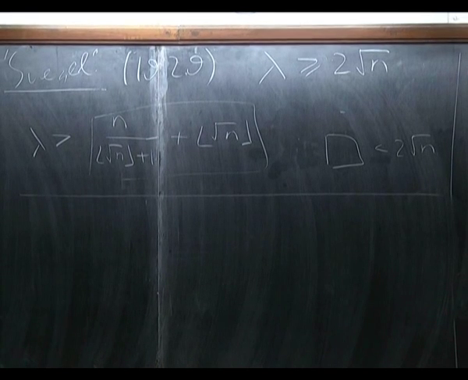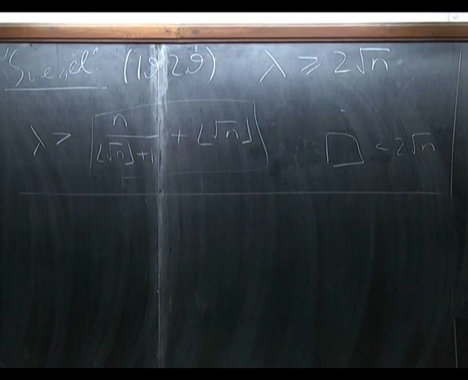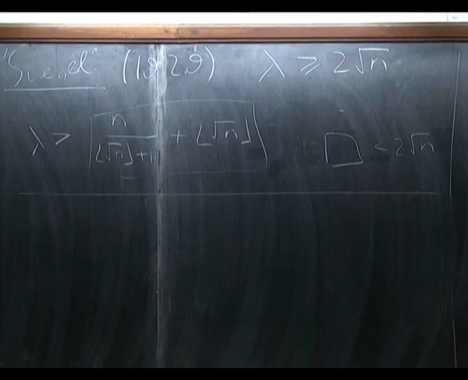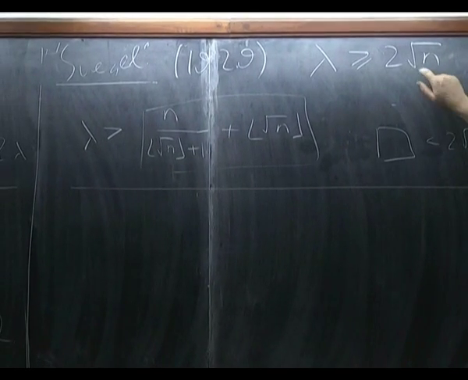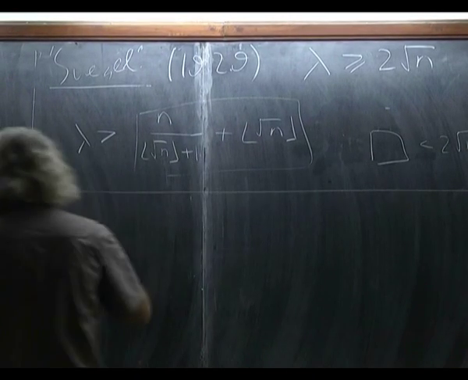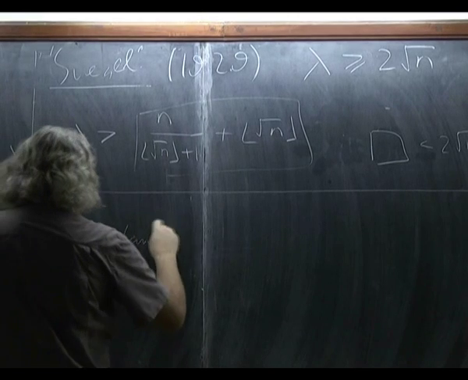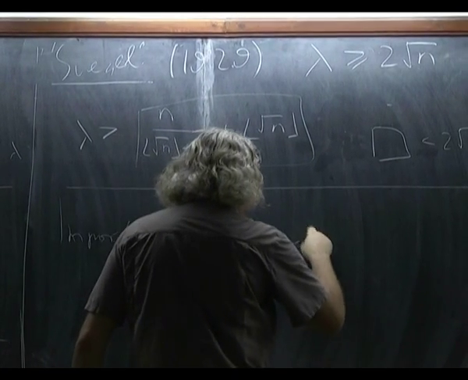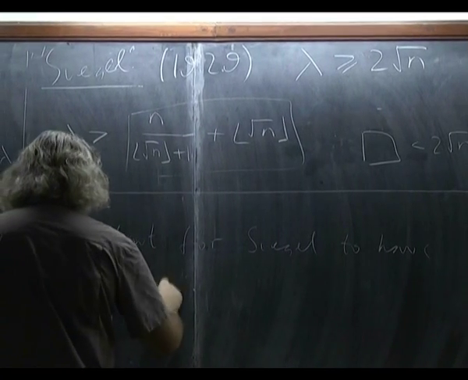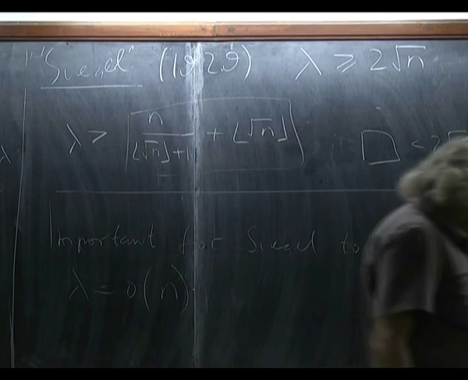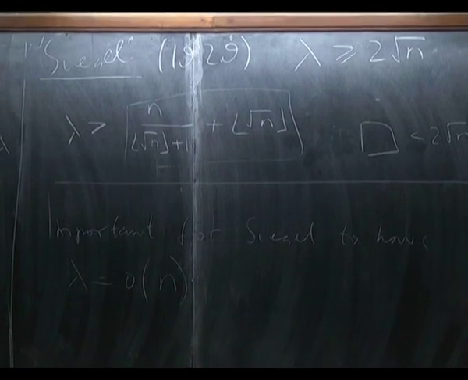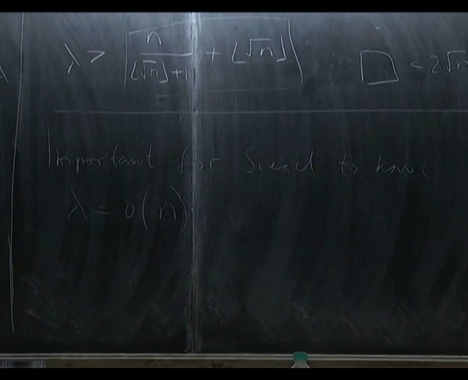And why Siegel? Actually, Siegel did not do the refinement just for the sake of refinement. It was important for Siegel to have this exponent growing slower than n, this o small of n. And why was it important? Because, again like Thue, he applied his work to Diophantine equations.